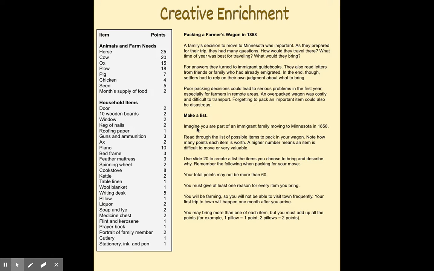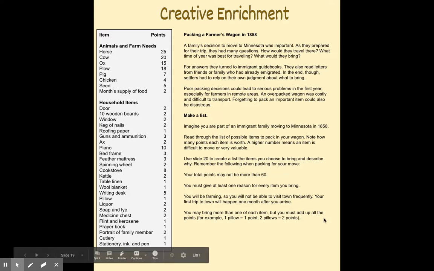So make a list. Imagine you're part of an immigrant family moving to Minnesota in 1858. Read through the list of possible items to pack your wagon. Here are your possible items right here. Note how many points each one is worth, and it tells you the points on the right-hand side. A higher number means an item is difficult to move or very valuable. Like a horse. That has a lot of points, so it's pretty valuable and difficult to move.